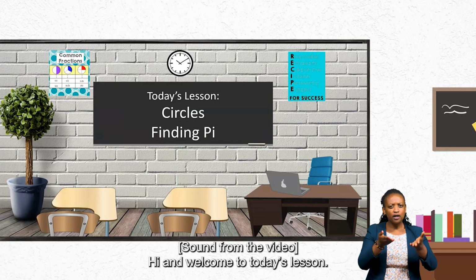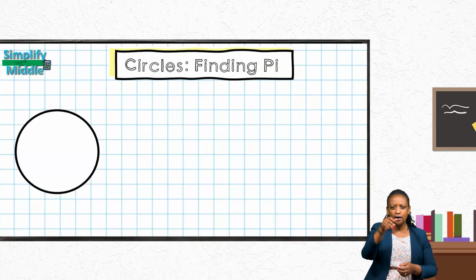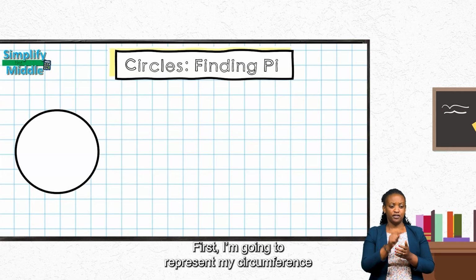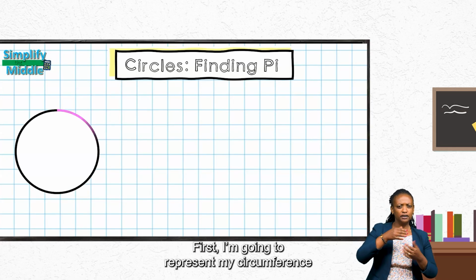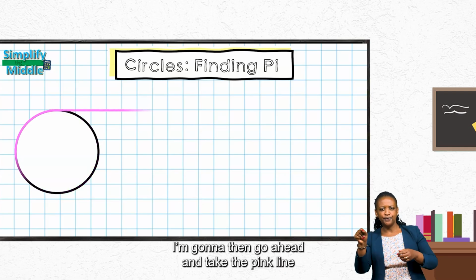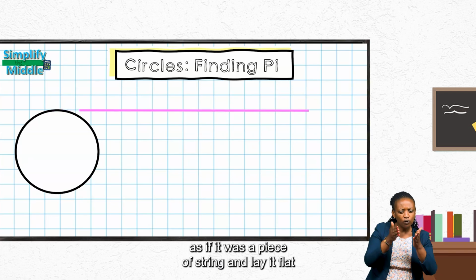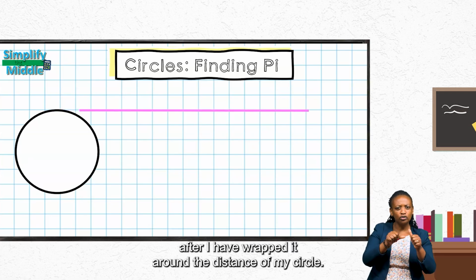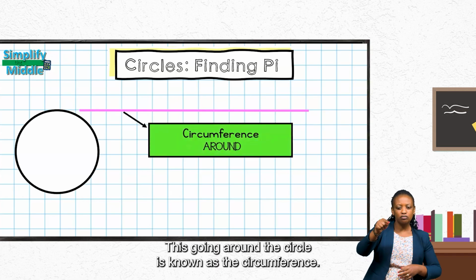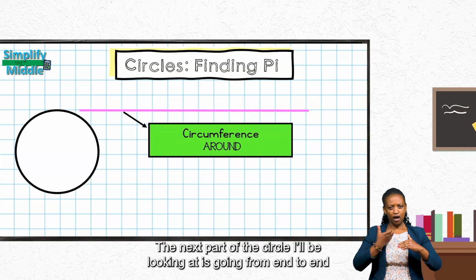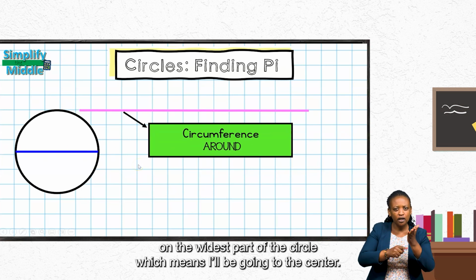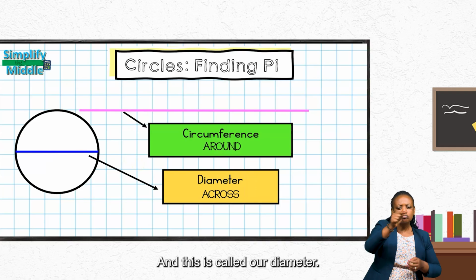Hi, and welcome to today's lesson, Circles, Finding Pi. We're going to be looking at the relationship between a couple parts of our circle. First, I'm going to represent my circumference, which is around my circle, with this pink line. I'm going to then go ahead and take the pink line as if it was a piece of string and lay it flat after I have wrapped it around the distance of my circle. This going around the circle is known as the circumference. The next part of the circle I'll be looking at is going from end to end on the widest part of the circle, which means I'll be going through the center. And this is called our diameter.